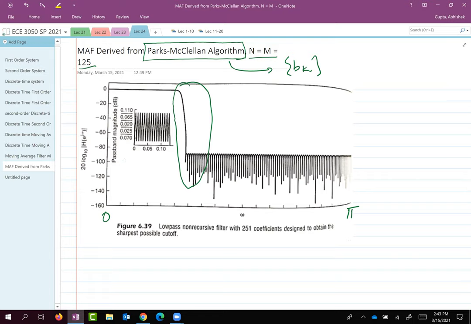Look at this. This is somewhere around minus 90 dB, which means the signal is completely attenuated after this frequency. And up until this frequency, you are pretty much passing the entire signal without much attenuation. It's almost 0 dB throughout. So this is an example of coming up with a filter using some sophisticated algorithm. You can come up with nice filters that have very nice cutoff properties that may be desirable in certain applications.